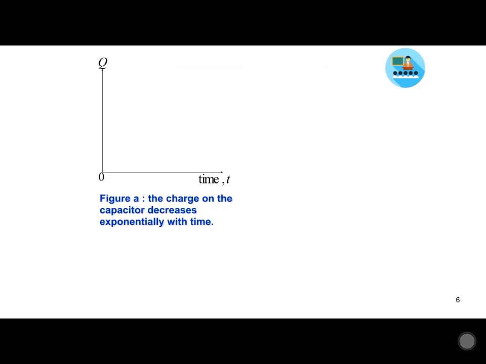So we can represent it as a graph of Q-T graph, where the charge on the capacitor decreases exponentially with time, because this is a discharging process. So across time, the charge from the capacitor will decrease. It is similar to our phone. Sometimes we have to charge our phone when its battery is decreasing. And once we disconnect it from the plug, it starts to discharge as we use the phone across time.